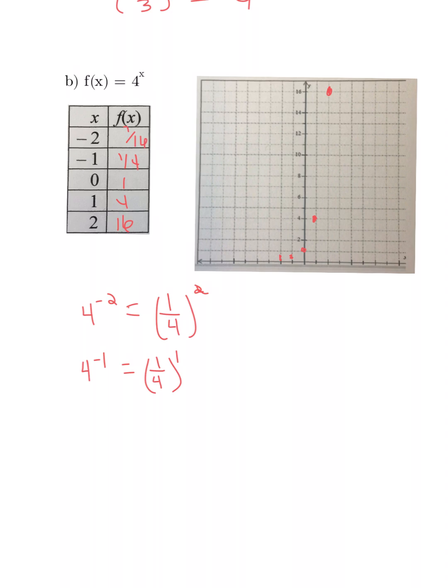Our asymptote is still going to be the x-axis. And then when we plot to the negative side, we are getting closer and closer to the x-axis, but not crossing it. To the positive side, we are increasing more steeply than the first graph, but having the same general shape.